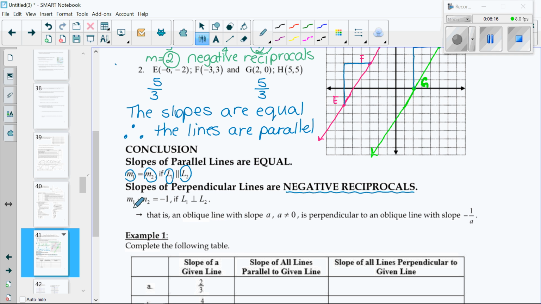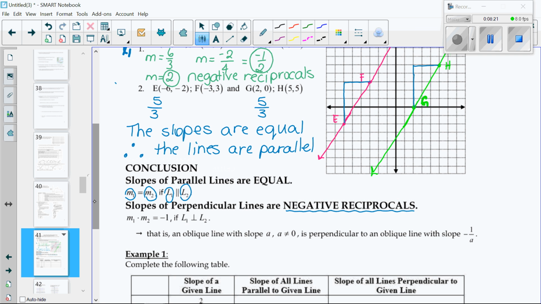Now, we've got another way of checking that. If we take the slope of M1, so let's go back to that example. I had 2, and I multiply it with the slope -1 over 2. That is going to give me -2 over 2, which gives me -1. So the product of negative reciprocals is always -1, okay? So all we need to know, though, is that if the slopes are equal, they are parallel. If they are negative reciprocals of each other, they are perpendicular, okay?